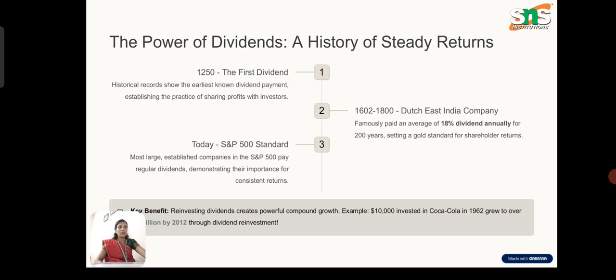Next one is the power of dividend. Let's see, period by period, in the first dividend, the second and the third, the changes are nothing but variations of the dividend policies.